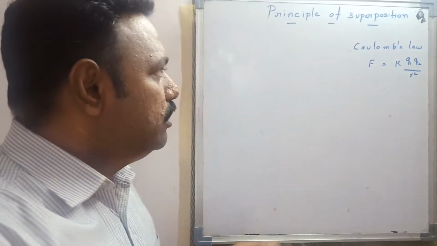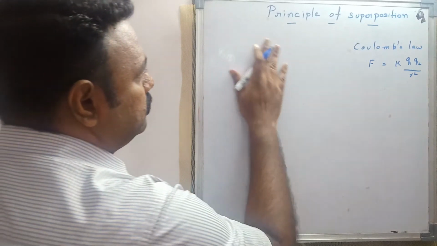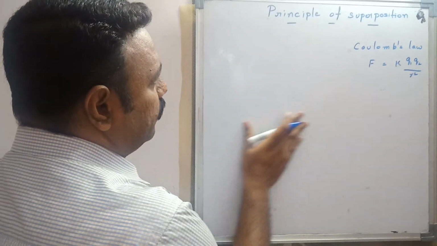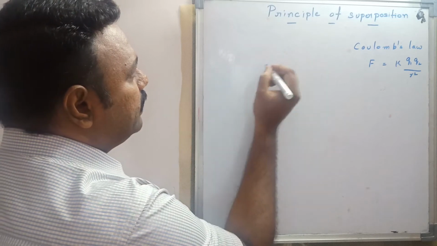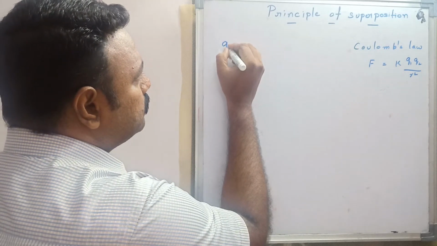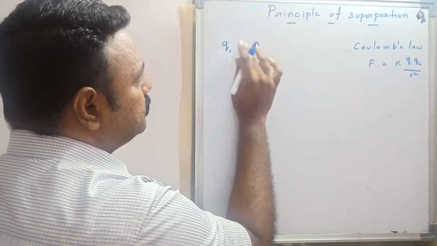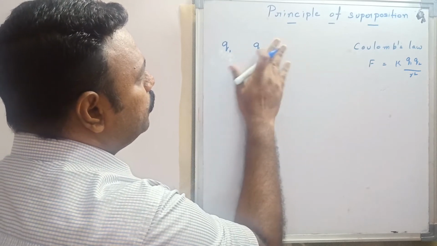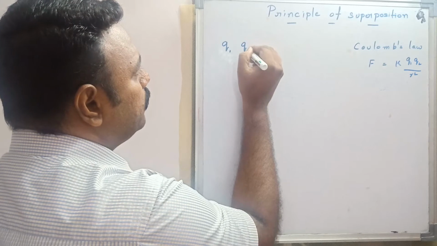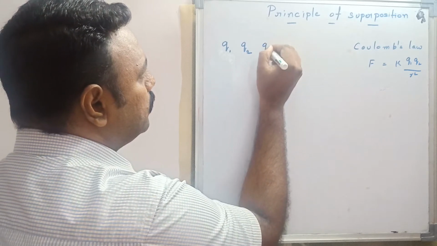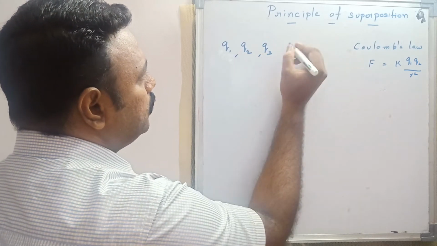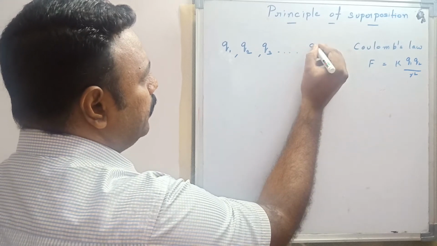So you can imagine the situation we are going to consider. Here we are going to say there are n number of charges. We do not know how many there are; it's just to say that it is n number of charges. So it starts from Q1, Q2, Q3, and it goes on up to Qn.